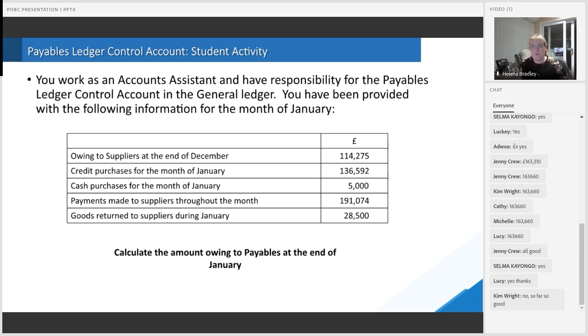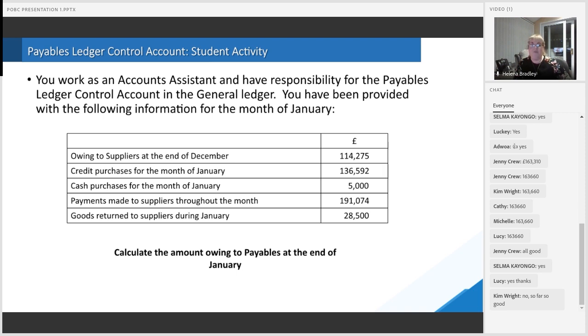Okay, so again, let me talk you through the headline figures on this, and then I'll give you a moment to calculate the figure. Owing to suppliers at the end of January is 114,275. Well, if it was owing at the end of December, guys, it must mean that it's owing at the start of January, and consequently, that's our balance brought down. Okay, it's what we owe, it's a liability, it will be a credit.